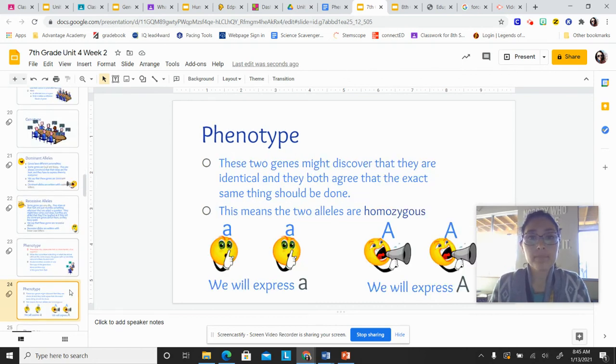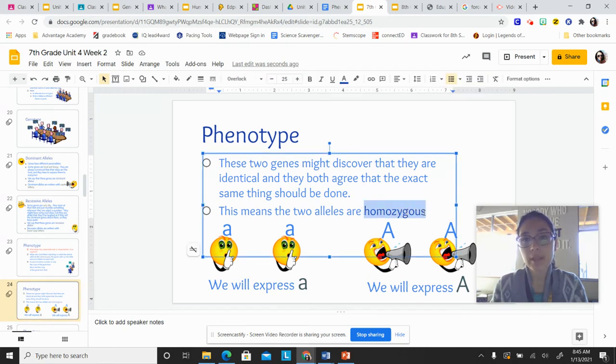Okay. When two genes discover they are identical and they both agree, so if you have two lowercase or two uppercase letters, they're the same, then they're called homozygous. Homo means same. So capital A and capital A means it's homozygous, meaning the same letter. Lowercase, that's the recessive, is also homozygous because they're the same letter.